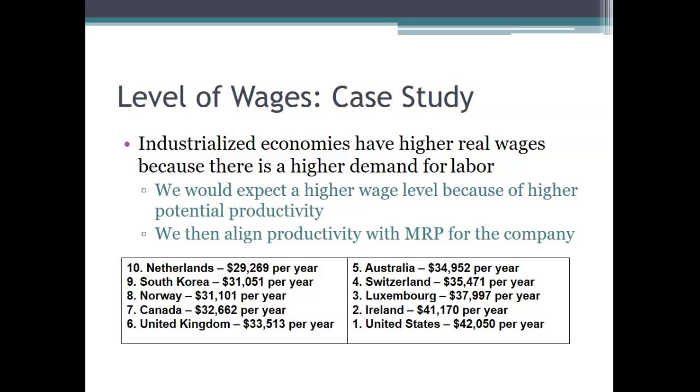And then we're going to align productivity with the availability and the ability to produce the marginal revenue product, the ability to produce money for the company. And if you can produce more for the company, they're probably willing to pay you more. At least that's the concept we're going to be using.